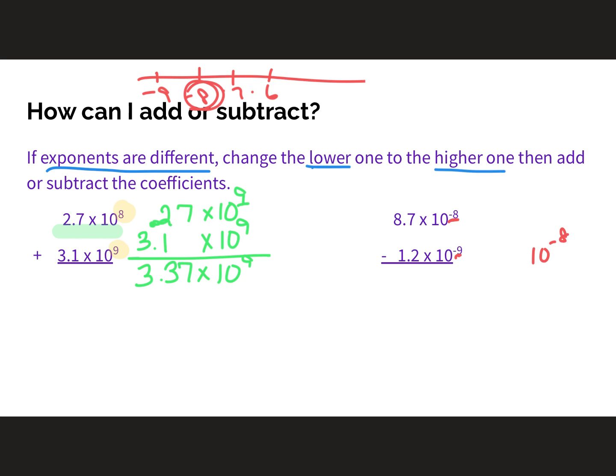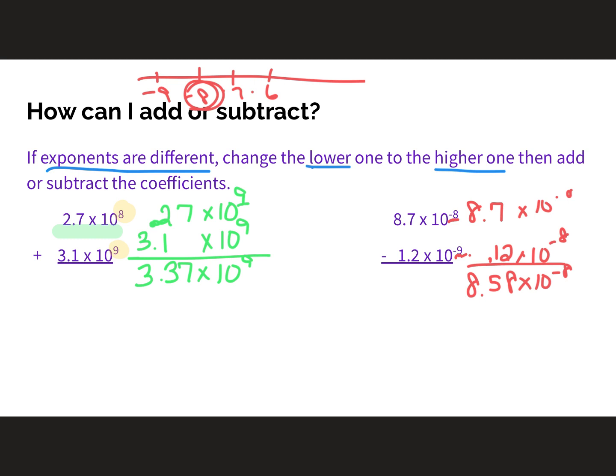And because I made my exponent bigger, again, I'm going to make my number smaller. So that becomes 0.12 times 10 to the negative 8. So again, I'm going to make sure I line up my decimals, 8.7 times 10 to the negative 8th. And we're subtracting. So I end up with 8.58 times 10 to the negative 8th power.